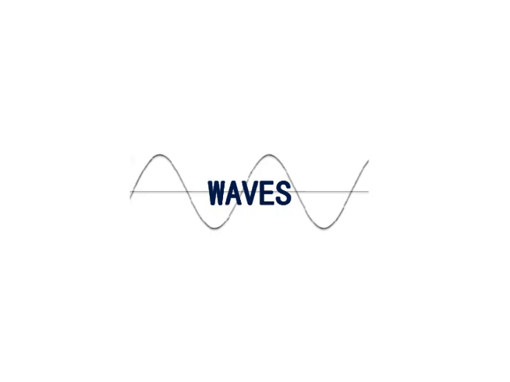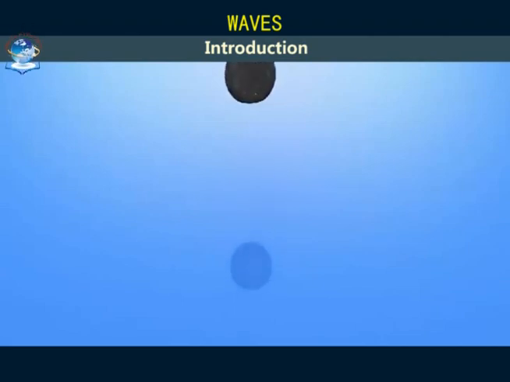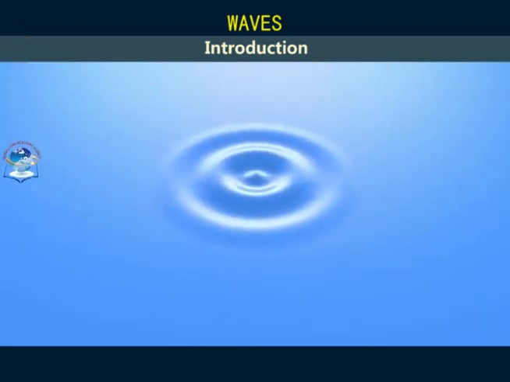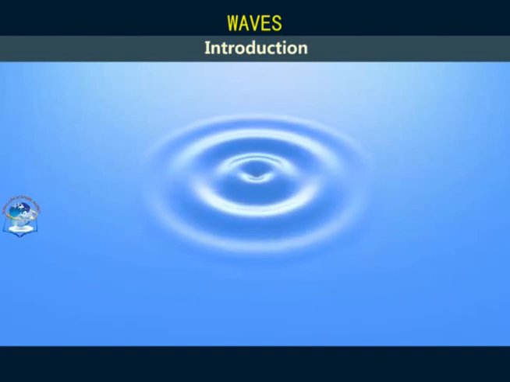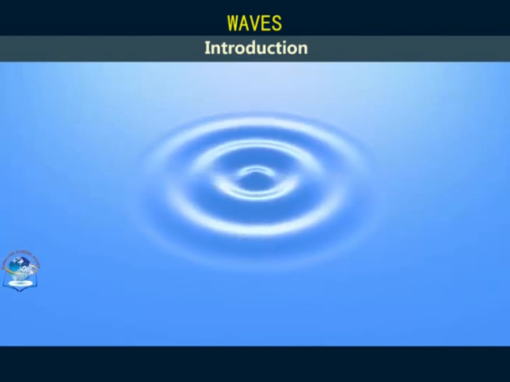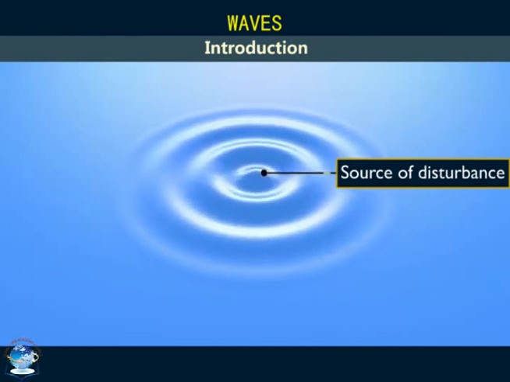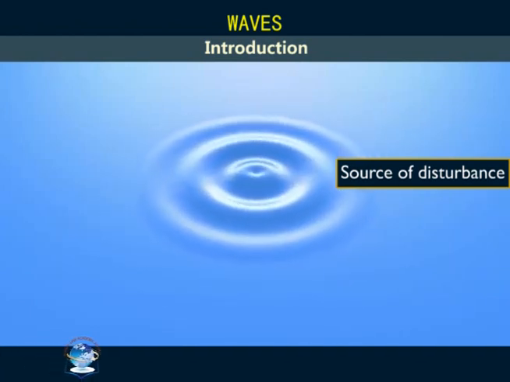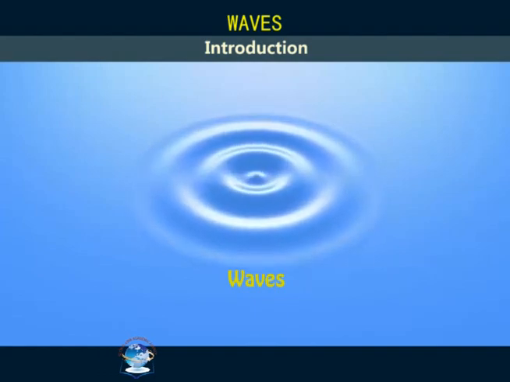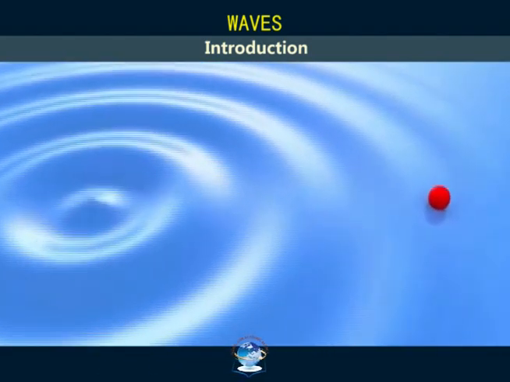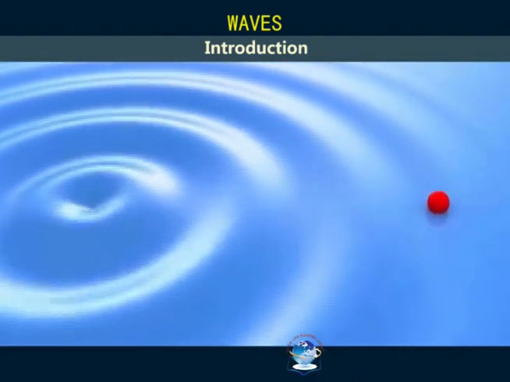Chapter 8: Waves. Now, when a stone is dropped in a pool of still water, ripples are created on the water surface. These ripples form concentric circular rings around the source of disturbance and spread outward along the surface. These ripples are called waves. When these waves reach a point on the surface of water, the point starts oscillating up and down.